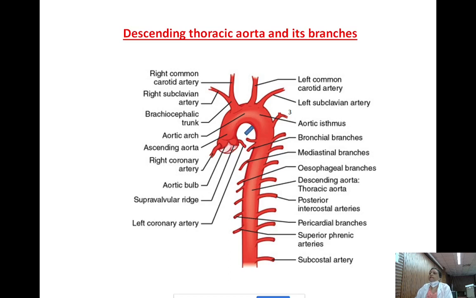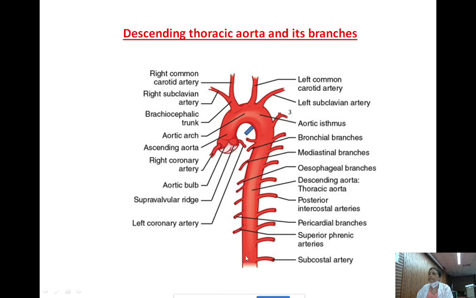Now the descending thoracic aorta. From the sternal angle it will start, and it descends down in front of the thoracic vertebra, and then it pierces the diaphragm at the level of the 12th thoracic vertebra, and runs in front of the lumbar vertebra as the abdominal aorta.